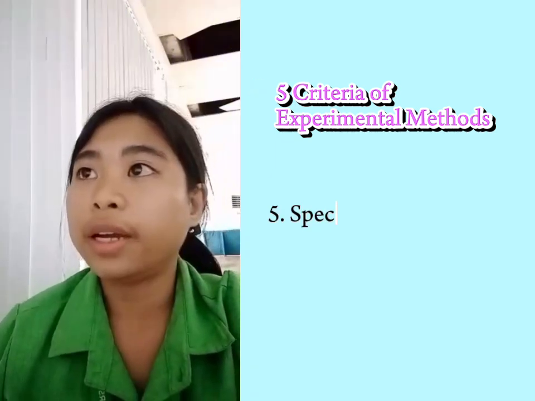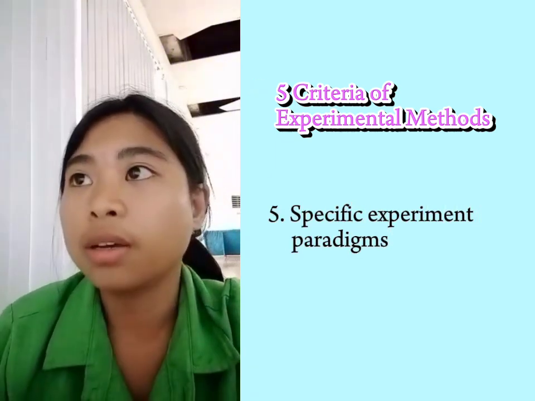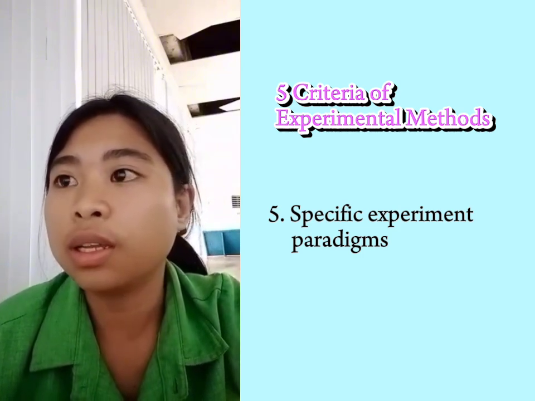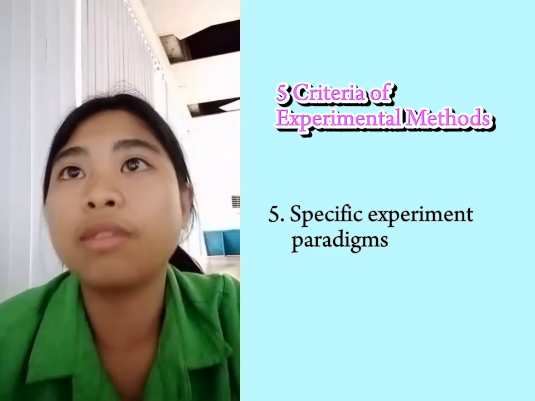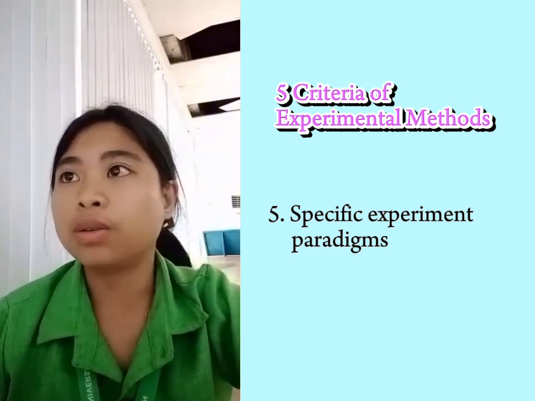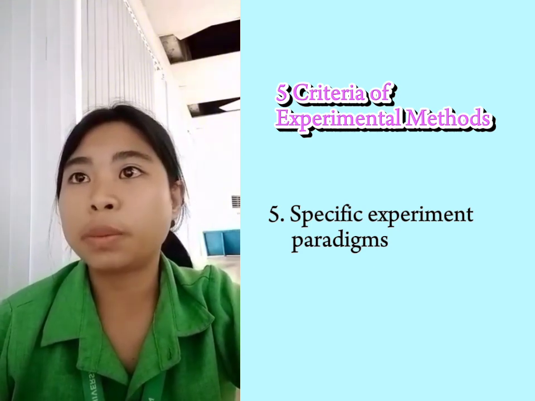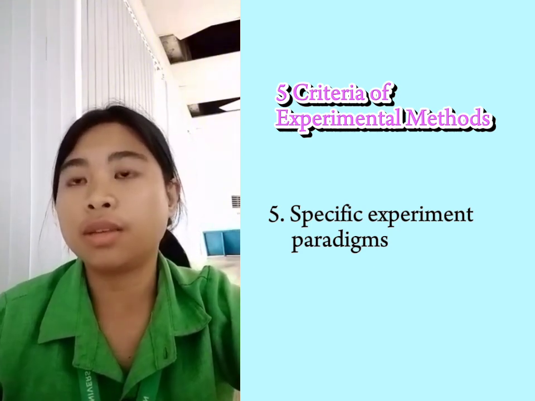The fifth criteria is specific experimental paradigms. This criteria has two parts. First, the experimental methods used in studies of language production. The second is the experimental methods used in studies of language comprehension. There is a multitude of experimental paradigms, the use of which depends on the particular questions investigated.